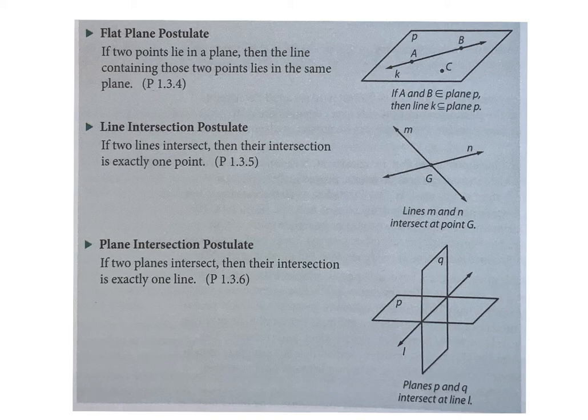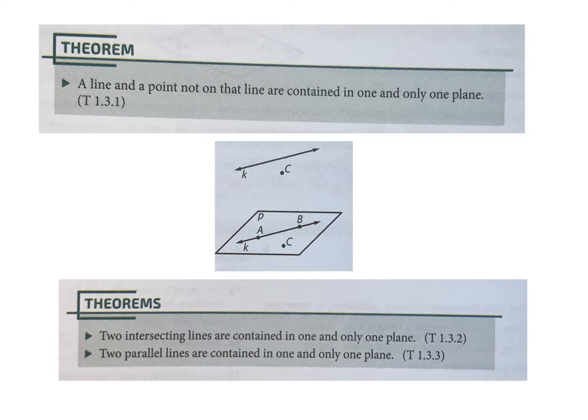They are not curved. And then the same thing with planes. Planes only intersect once, and they intersect at a line. Technically an infinite line, but they only intersect at 1 line. All right? A line and a point not on that line are contained in one and only one plane. Now, this follows with the plane postulate, because if I have a line, I've already established it with 2 points. And then if I have a point off the line, I'm going to have a plane.